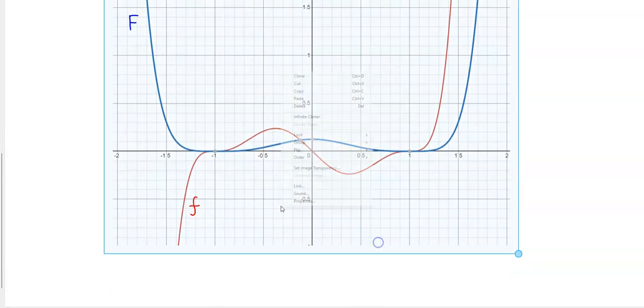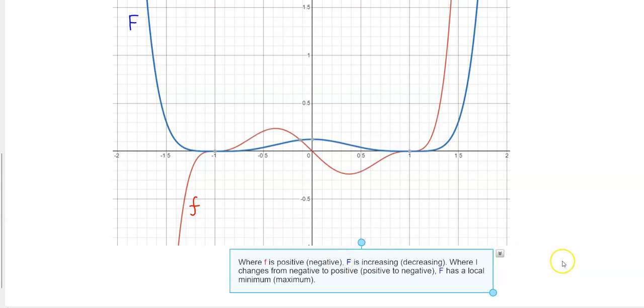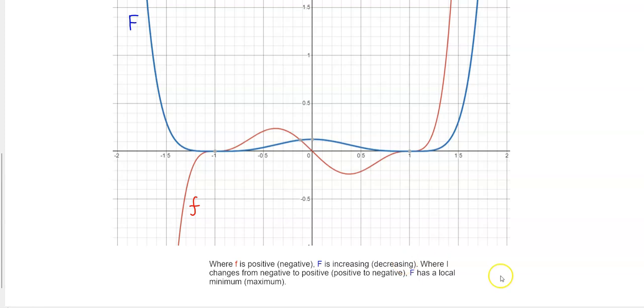So if you take a look, we can see that where f is positive, meaning in this case here, negative, f is increasing. Where the sign changes from negative to positive, meaning positive to negative, then f has a local minimum. So therefore it has a local minimum, which in this case is a maximum. So again, we're just taking a look and viewing the graph to see exactly what is happening there.